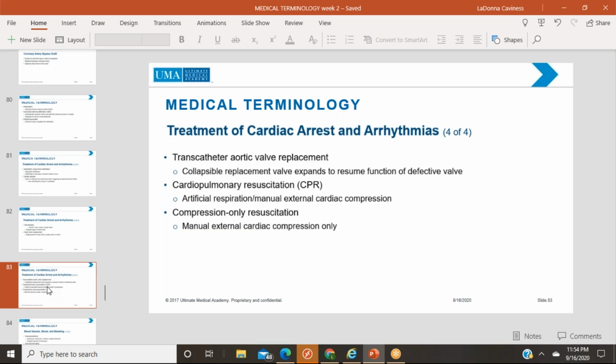Cardiopulmonary resuscitation, CPR. Artificial respiration and manual external cardiac compression. Compression only resuscitation. Manual external cardiac compression only.